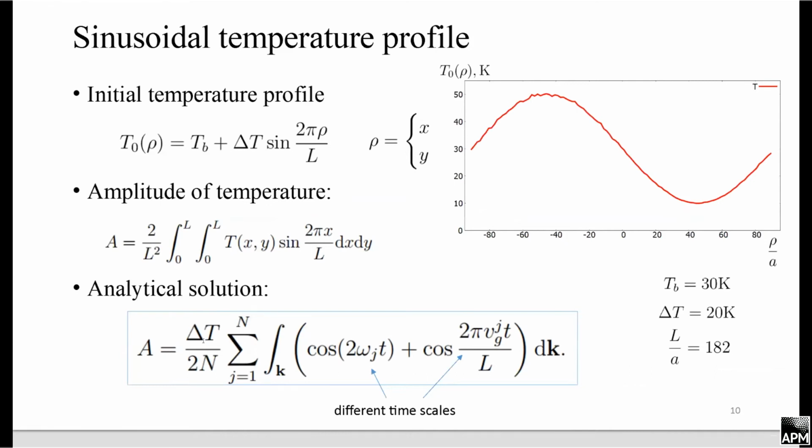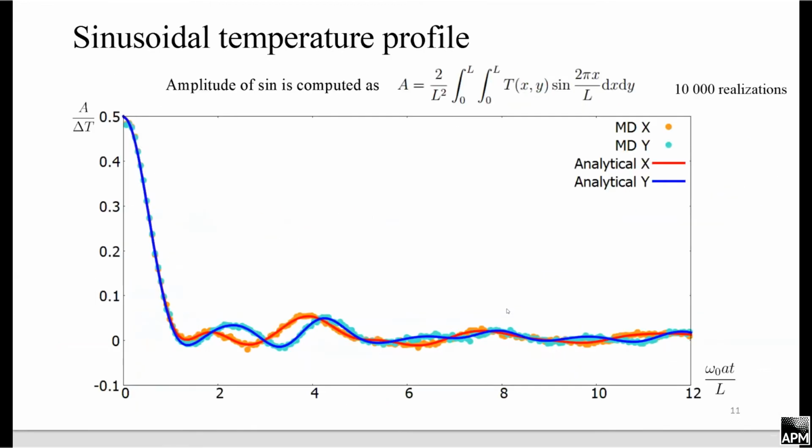Okay, the first task was evolution of a sinusoidal temperature profile along X or Y direction, and calculate the amplitude of this profile. So this is the analytical solution, and this is the results. And you can see that there is exact matching between the line of analytical solution and points averaged by 10,000 realizations.